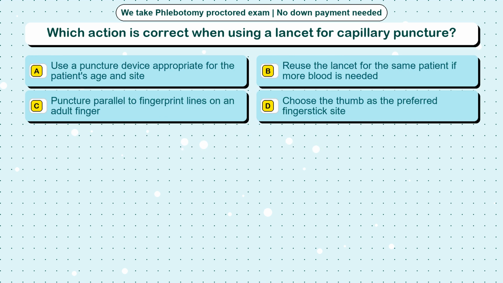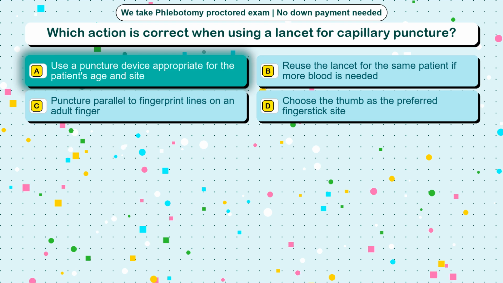Question 23. Which action is correct when using a lancet for capillary puncture? Option A. Use a puncture device appropriate for the patient's age and site. Option B. Reuse the lancet for the same patient if more blood is needed. Option C. Puncture parallel to fingerprint lines on an adult finger. Option D. Choose the thumb as the preferred finger stick site.